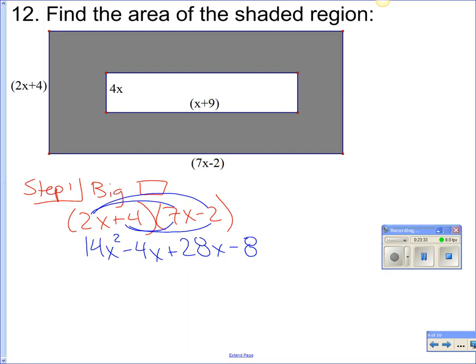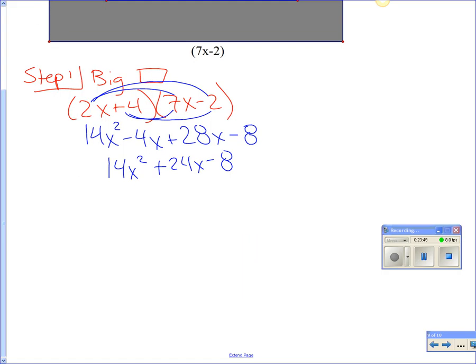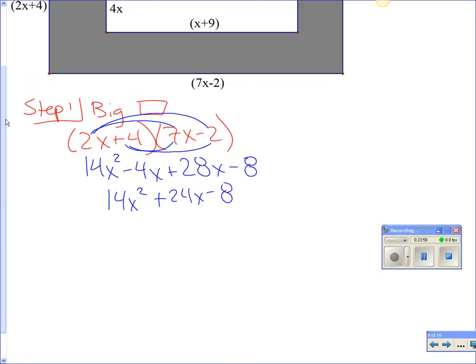Destiny, what do you get for the simplified answer? 14x. Okay. All right, Molly, what is step 2? All right, step 2 is little box. Ashley B, what am I using for the little box?